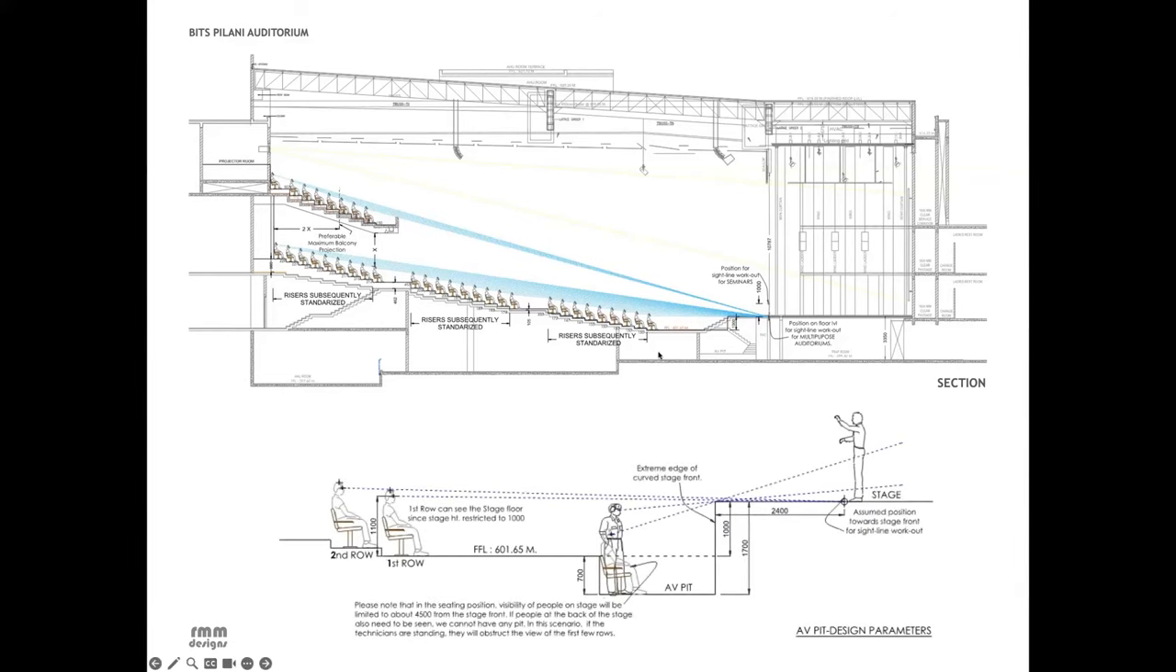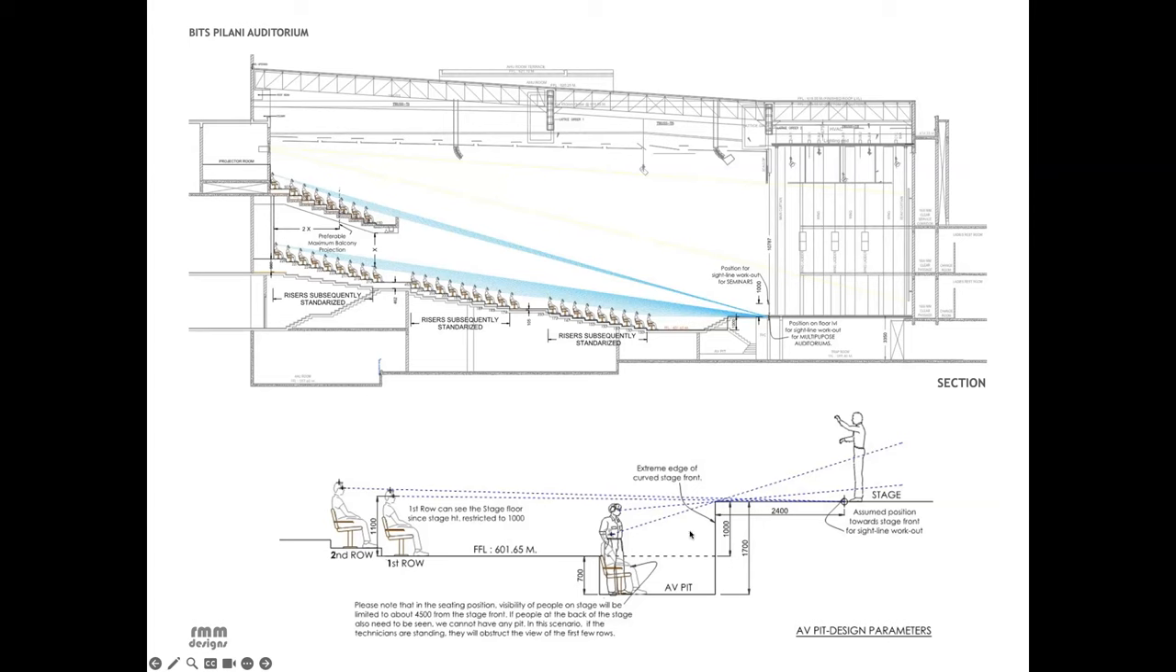This is if you need to have an audio-video pit. A lot of people call this an orchestra pit, which you see in a lot of auditoriums. It is actually not an orchestra pit because you cannot fit in a full-scale orchestra. So this is more of a dual control for audio-video systems. When you have that kind of a pit, it usually needs to be sunken, so that the people from the first few rows are not obstructed by the sound and light technicians who are there in this pit.